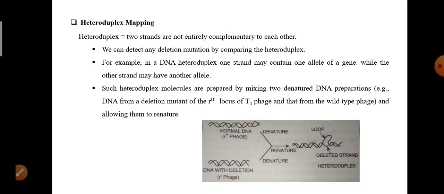Here is an example: heteroduplex molecules are prepared by mixing two denatured DNA preparations. One is a wild type and another is a mutated one, and then they go for renaturation, and we get a loop in the wild strand, as in the mutated strand there is a missing part or deletion. This forms a heteroduplex, and we can compare this to find a deletion at a particular location.